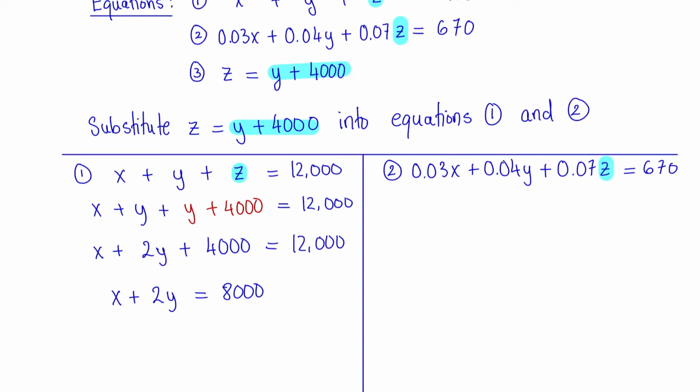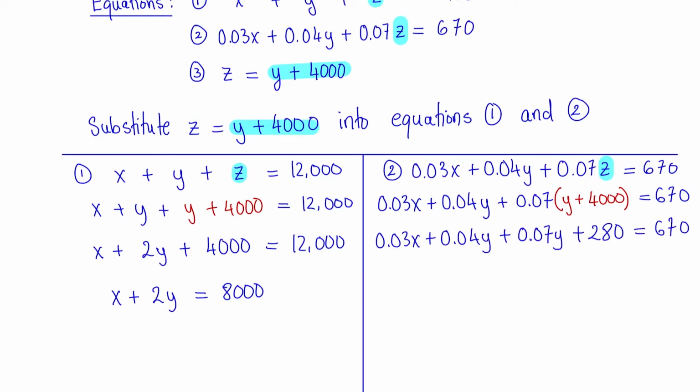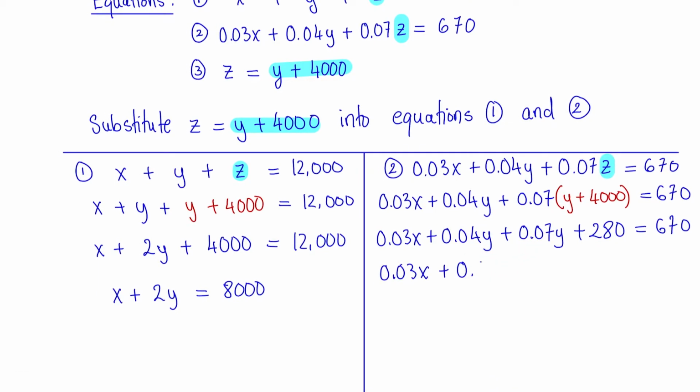Next, I will substitute this z with y plus 4,000. To simplify this, I will need to distribute 0.07 out. I have 0.07 times y and 0.07 times 4,000, which is 280. Combining like terms, I will have 0.11y. And if I subtract 280 from both sides, I will have 390. This is my new equation 2.